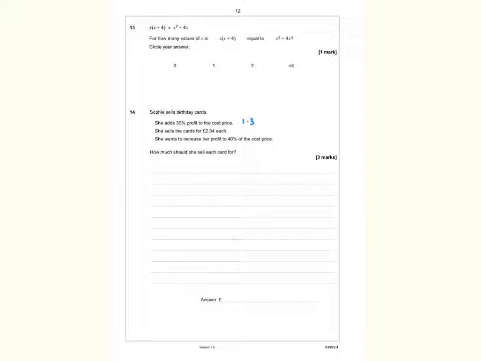Now we can say that £2.34 represents 130% of the cost price. So we can say 130% of the cost price is equal to £2.34. Now I can find 1% of the cost price by dividing this side by 130 and dividing this side by 130. Then I can times it by 140, because it needs to add 40% to the original cost price. So find 1% by dividing both sides by 130, then times it by 140 to find the new selling price.